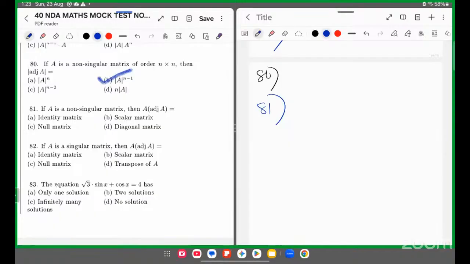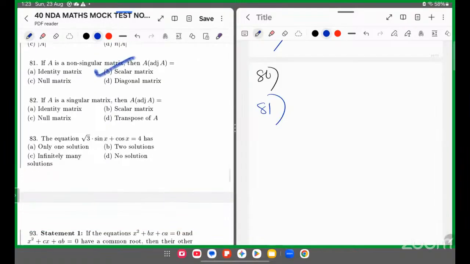So determinant A into I means it can be a scalar matrix. If A is a singular matrix, then A into adj A, we know that the formula is determinant A into I. Singular matrix means determinant A equal to 0. So determinant A into I becomes 0 into I. So it will be a null matrix. So 82, null matrix.